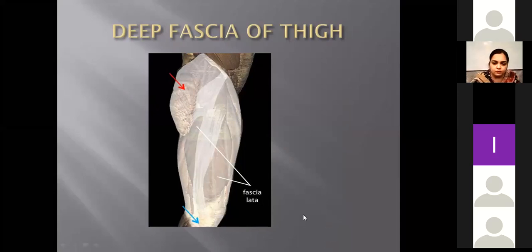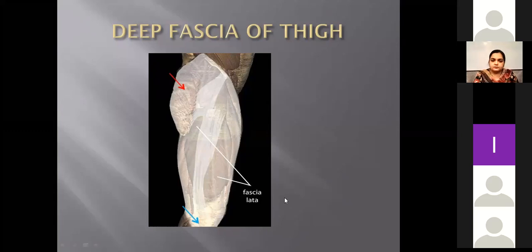We can say the deep fascia of the thigh acts like a stocking, and it covers the whole thigh. This deep fascia is simply called the fascia lata of the thigh. Another term for the deep fascia of the thigh is the fascia lata. And superiorly, it is attached by multiple sources, and obviously it has inferior attachments also. This deep fascia divides the muscles of the thigh into different compartments: anterior compartment, medial compartment, and the posterior compartment. So the function of the deep fascia is to divide the muscles of the thigh into compartments also.